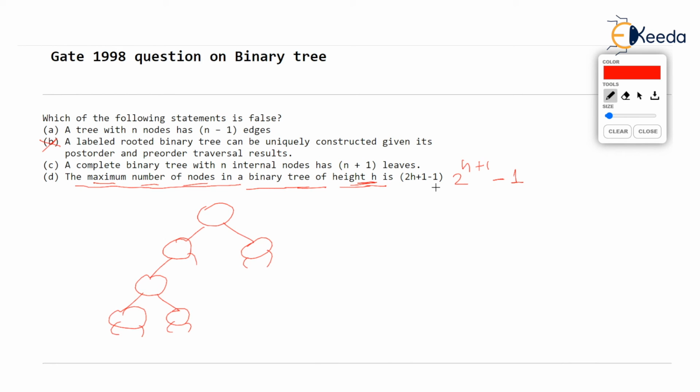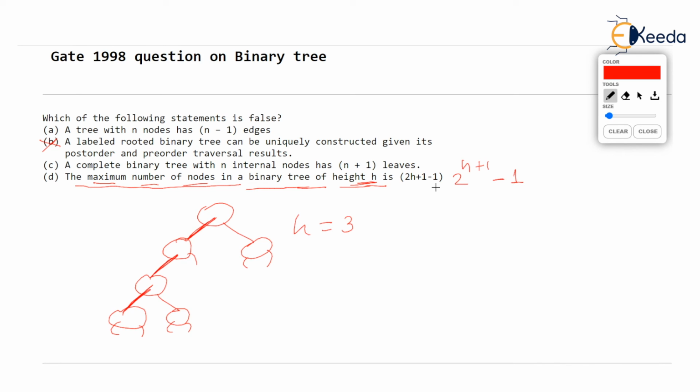Okay. So what will you say about the height of this tree? Height is the distance to the farthest or deepest leaf node. So distance 1 here, distance 2, distance 3. So height h for this tree is 3.